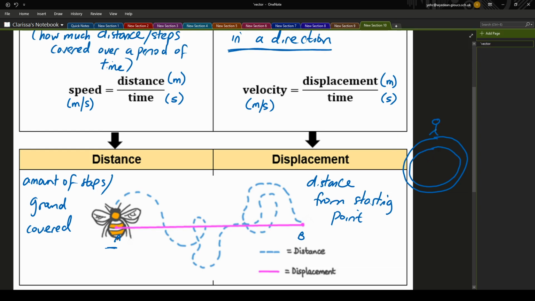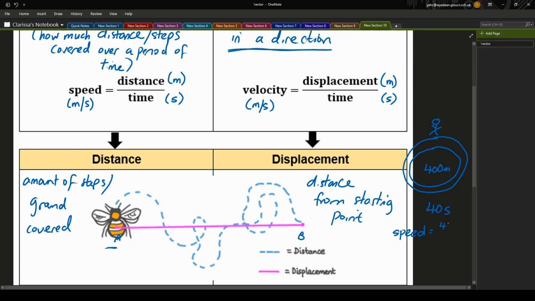You start here, there's the starting point, and then you're running in a circle around the track. Say this is a 400-meter circular track, and you did this in, we'll say, 40 seconds. So it took you 40 seconds to run. When you calculate for speed, in this example, you just go speed equals distance over time. So speed equals 400 divided by 40, which makes 10.